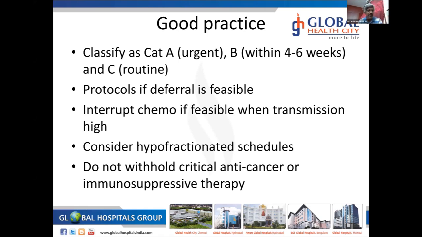Category A, obviously, you don't have a choice. It has to be done now. Category B is where you need to be sensible and see how you can time it as far as possible. So protocols, if deferral is best: interrupt chemo if it's feasible when the transmission is high. If the transmission in that area is quite low, then chemo may not be a bad idea. On the other hand, if the transmission in that community is very high, then chemo may be very highly risky.